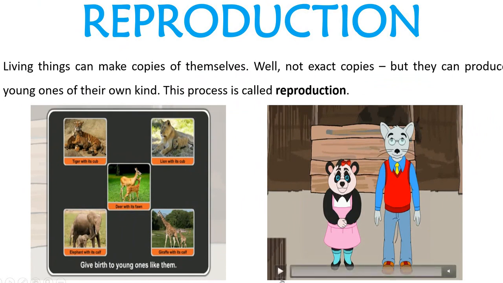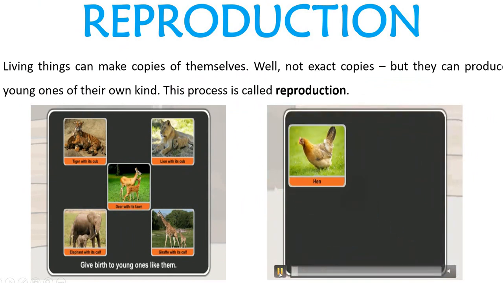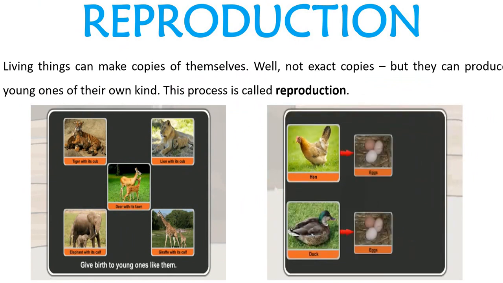Now, do you know, children? Here all the animals reproduce by giving birth to young ones. This is one type of reproduction. I will show another type of reproduction. See the hen? Will it give birth to young one? No. It gives eggs and the egg turns into chicken.